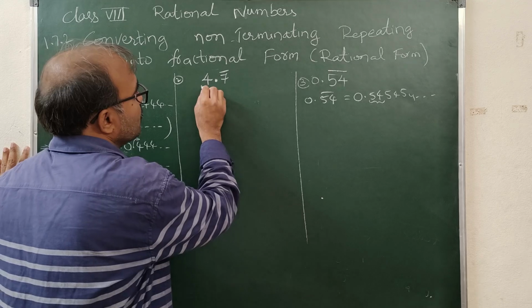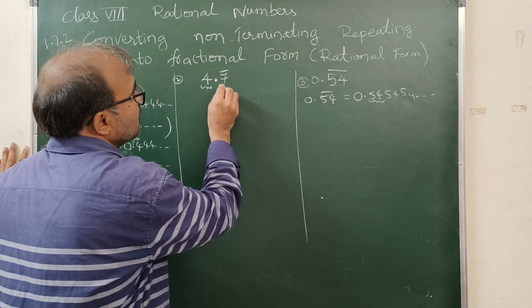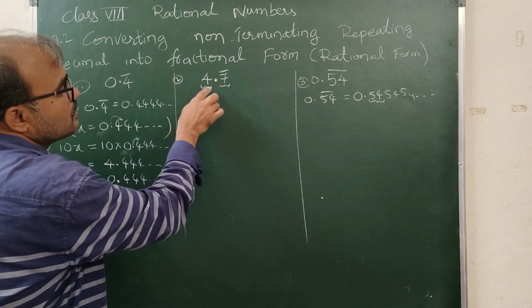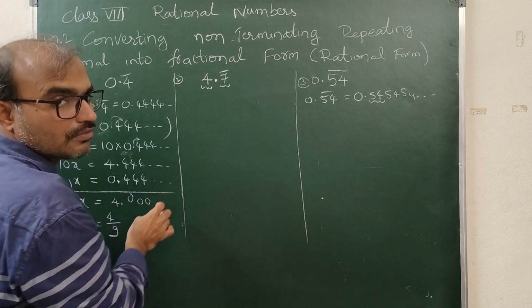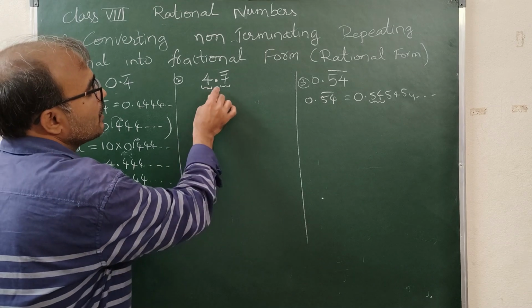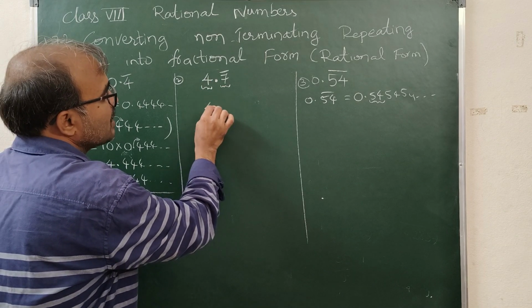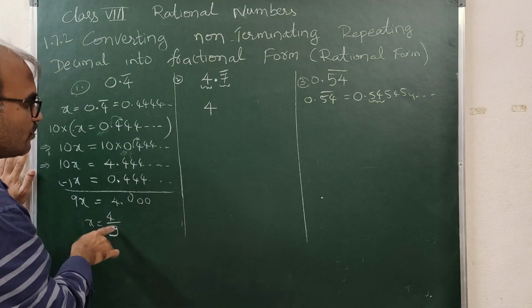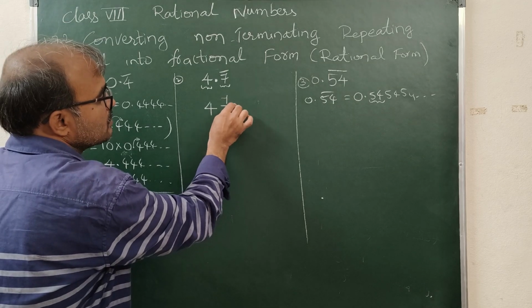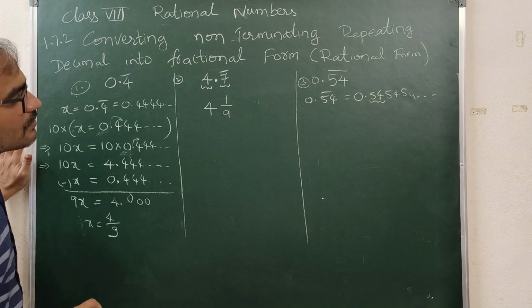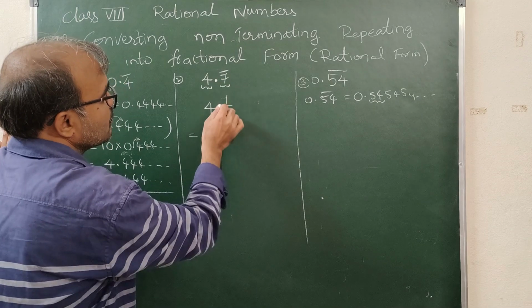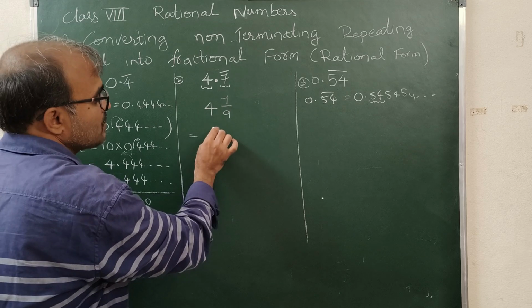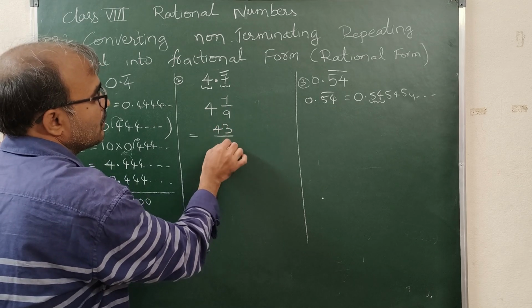It means 4 wholes are there, and this is the decimal part, like 0.4 bar, 0.7 bar. 4 plus 0.7 bar, isn't it? So we can write 4 wholes as it is, you know already. 0.4 bar was 4 by 9, 0.7 bar is just 7 by 9, completed. 9 fours are 36, 36 plus 7 is 43 by 9.